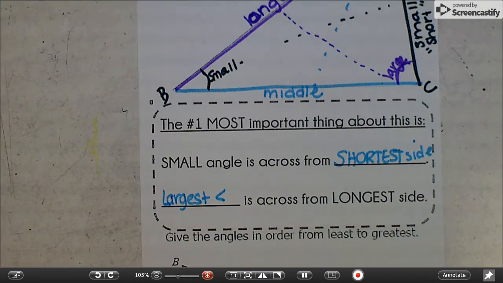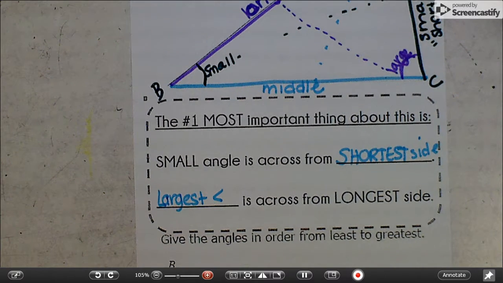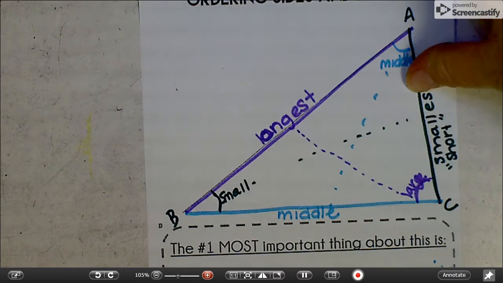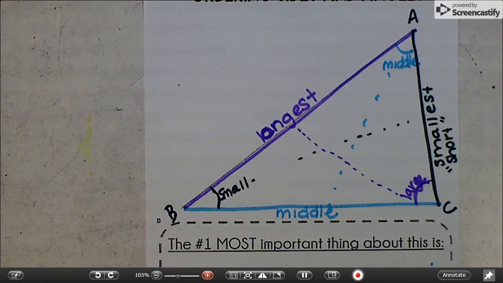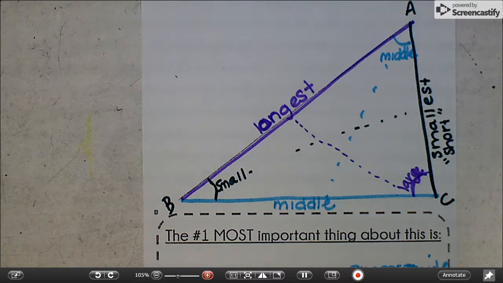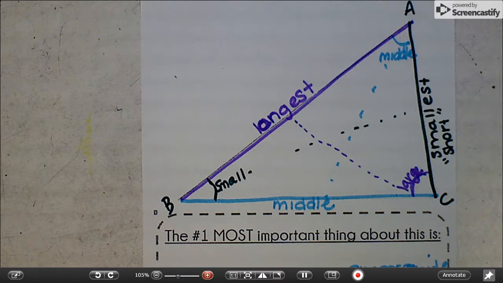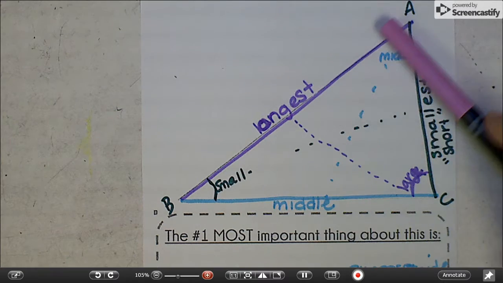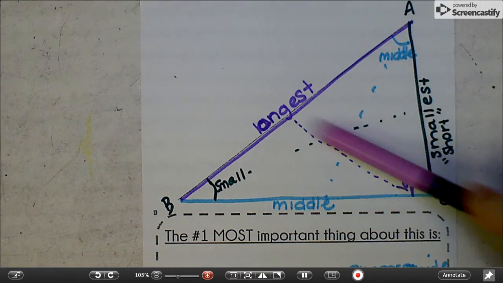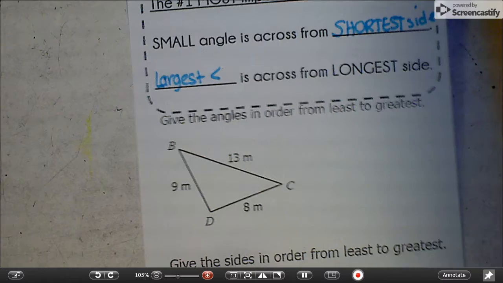Longest side. Does that make sense, logically? The small angle is across from the shorter side. Also, what it means is this is the longest, and this is the smallest angle across from it. Okay. So let's look at the example.